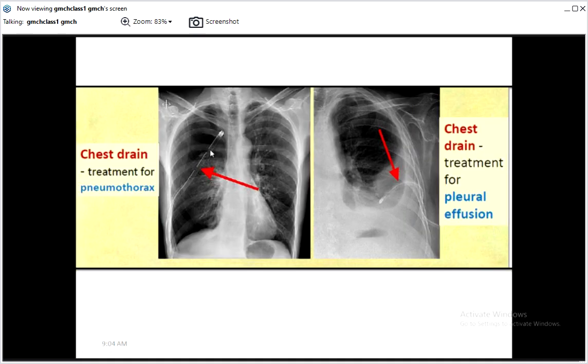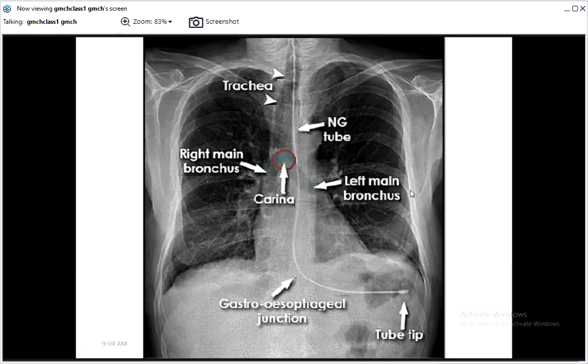So here you can see these are the chest drains. This is a smaller chest drain in a small child. This is for pneumothorax. This has been put for the pleural effusion. What is this shadow? This is going up to the stomach. So this is a nasogastric tube or the Ryle's tube.